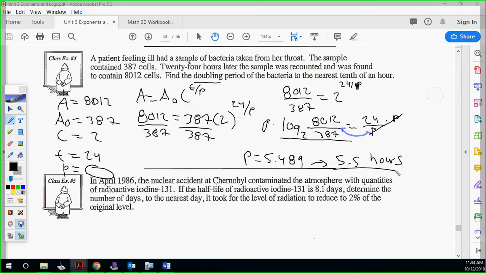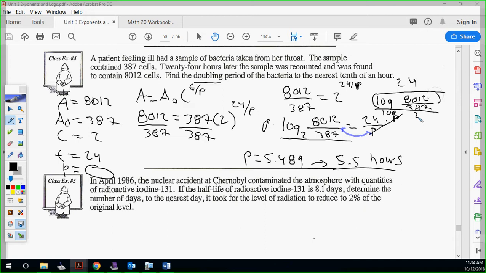What's that? Yeah, okay. And that's what you put in your calculator. If you want me to put it up there, you put this in your calculator. So you do 24 over log base... You're going to have to do it kind of tricky. 8012 over 387 has to be on top, and then this is over log of 2, right, for your change of base? Yeah, you get the formula test.